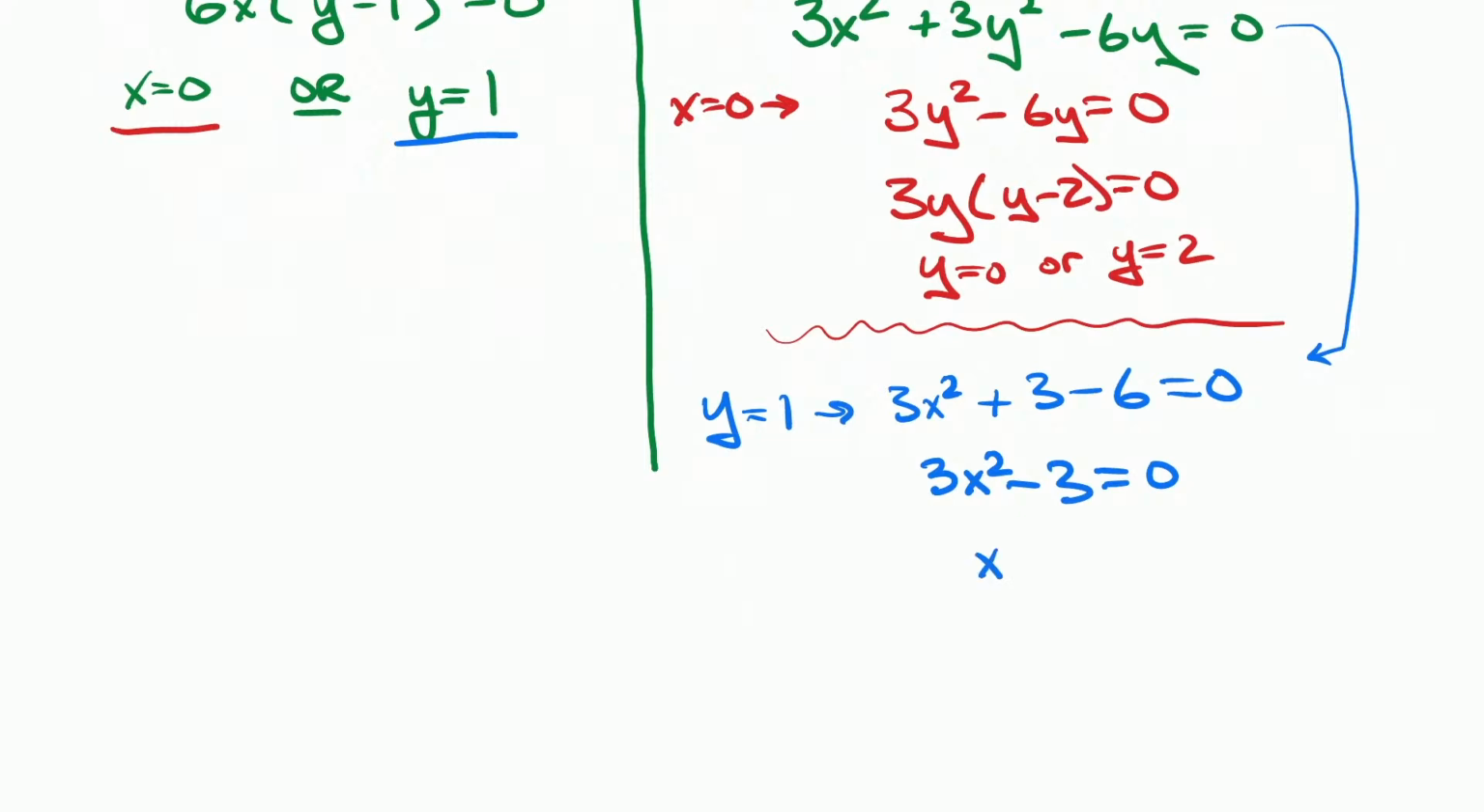Do I need to write it out? No, I think we can all figure it out. x equals plus or minus 1. So yeah, just divide everything by 3 and you get x squared minus 1 equals 0.